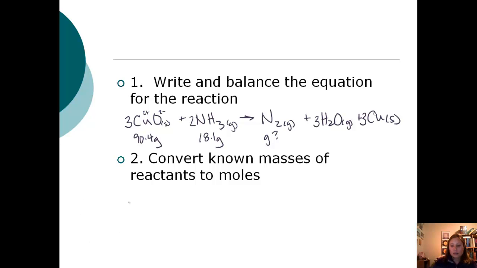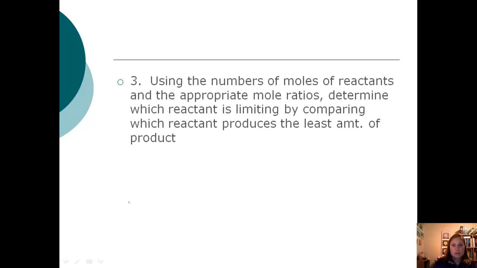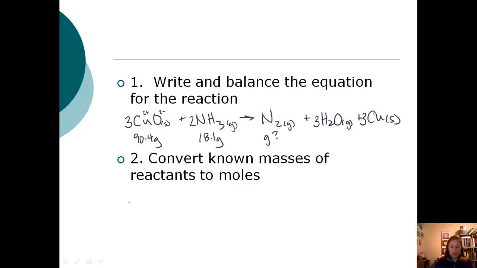So let's see what our next step is. Okay, I think we have room to do it right here. Okay, so again, this is stuff we've already talked about. If you want to go ahead and convert the copper oxide to nitrogen gas and then just check your answer, please feel free to do that. It's good practice. Okay, so we have our grams of copper oxide.